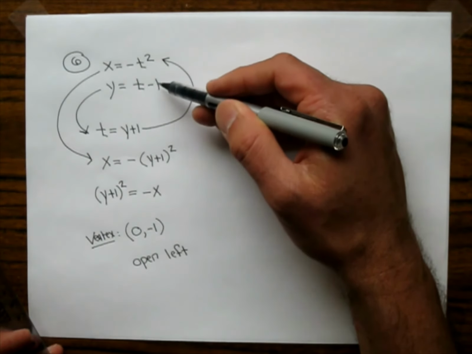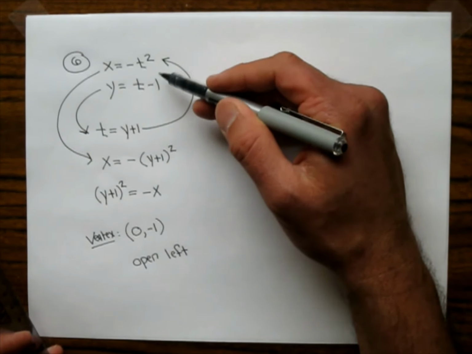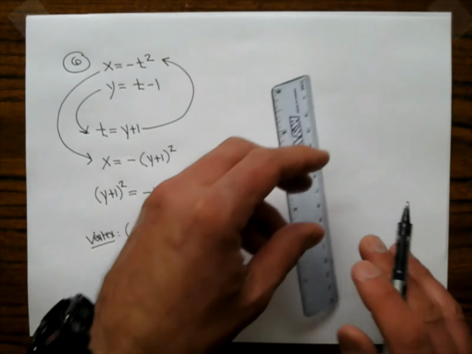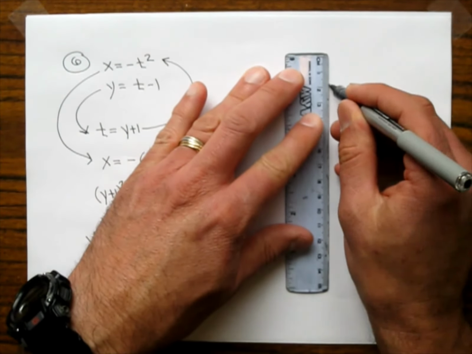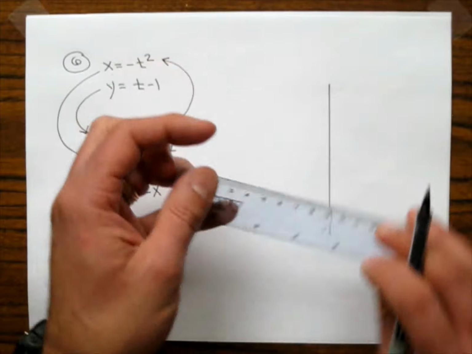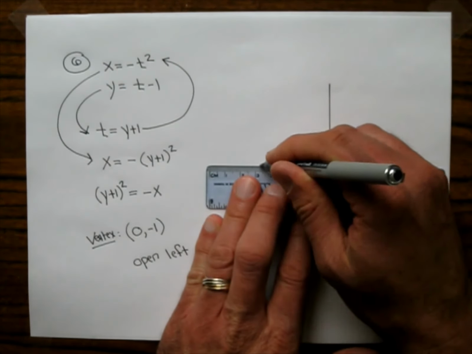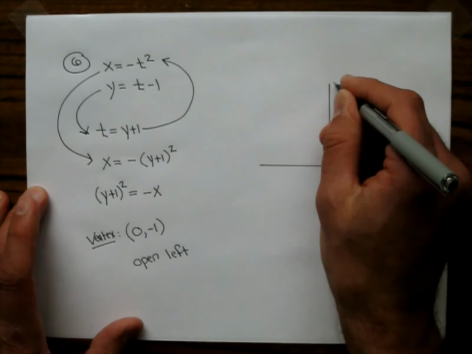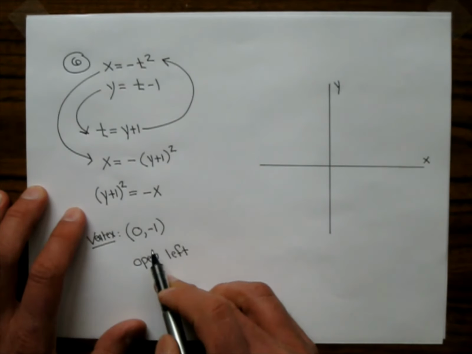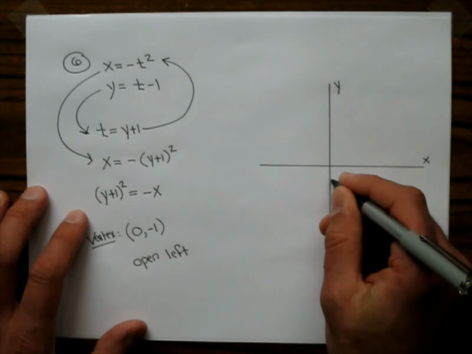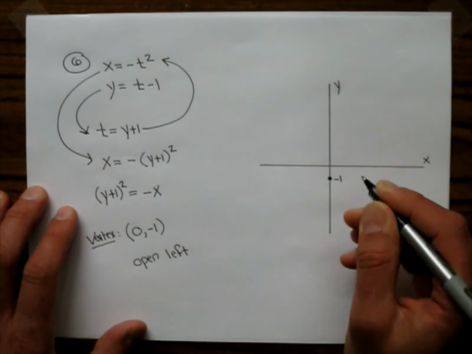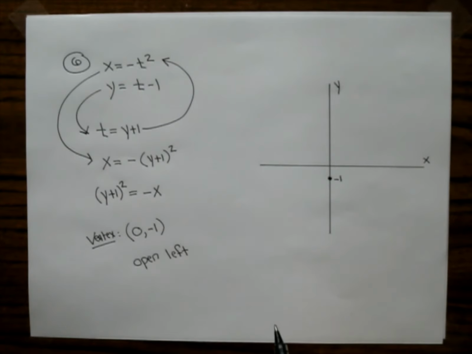Notice on this, we never had any limitations on t. We didn't say t was greater than or equal to 2 or whatever. This is going to probably end up being a full parabola. So let's go ahead and graph this parabola. Here's x, here's y. We have (0, negative 1), which is right here. So I'll just put a negative 1 there. And this parabola will open to the left.